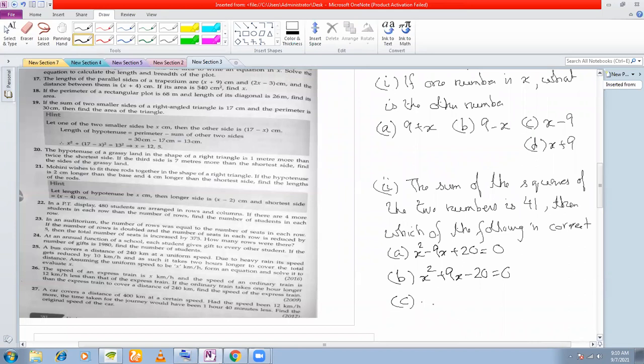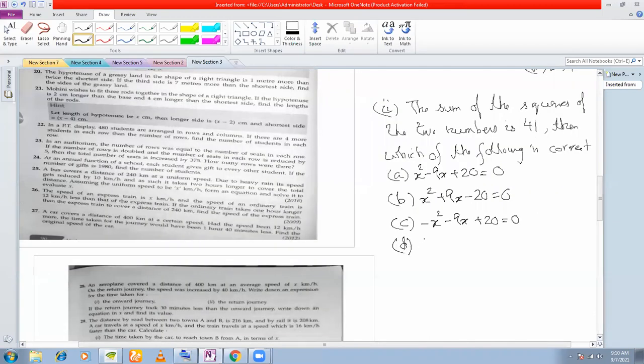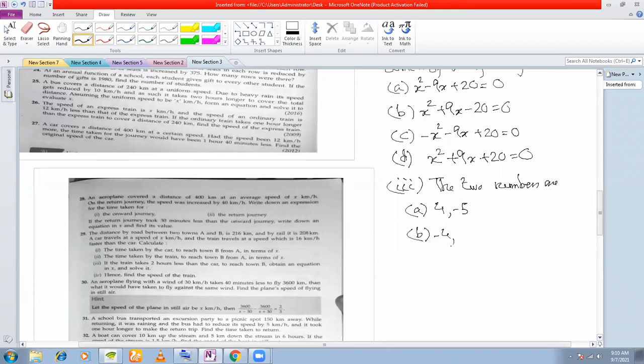Okay. So then which of the following is correct? These are your options. Okay. And the third question is: the two numbers are. These are your four options.